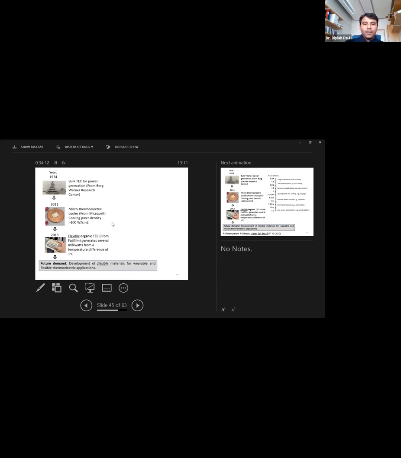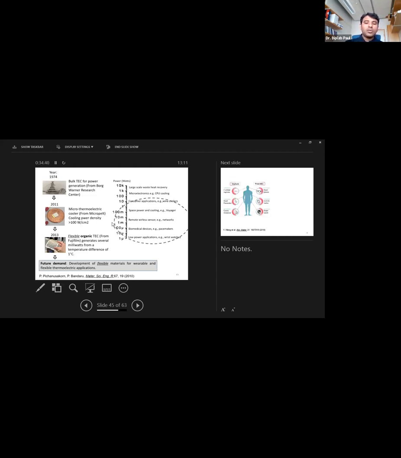But the problem with the organic materials is that they are not stable over time. So we need to work on how they become stable. So the future demand is development of stable, flexible materials for wearable and flexible thermoelectric applications. This shows the energy range of different electronic applications. So thin film based micro thermoelectric cooler or generator can be used for low power applications.